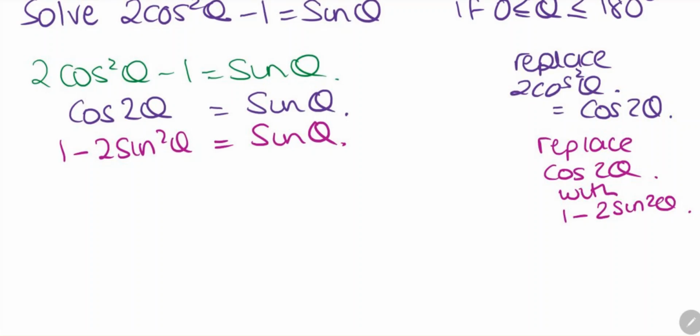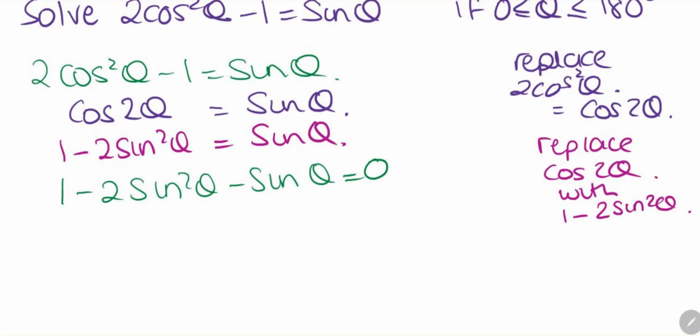So I'm going to bring everything over to one side. So I have 1 minus 2 sine squared theta minus sine theta, and I'm going to make this equal to 0. So this is a 0 property. And now what I can do is factor. So I'm just going to rearrange this and factor.